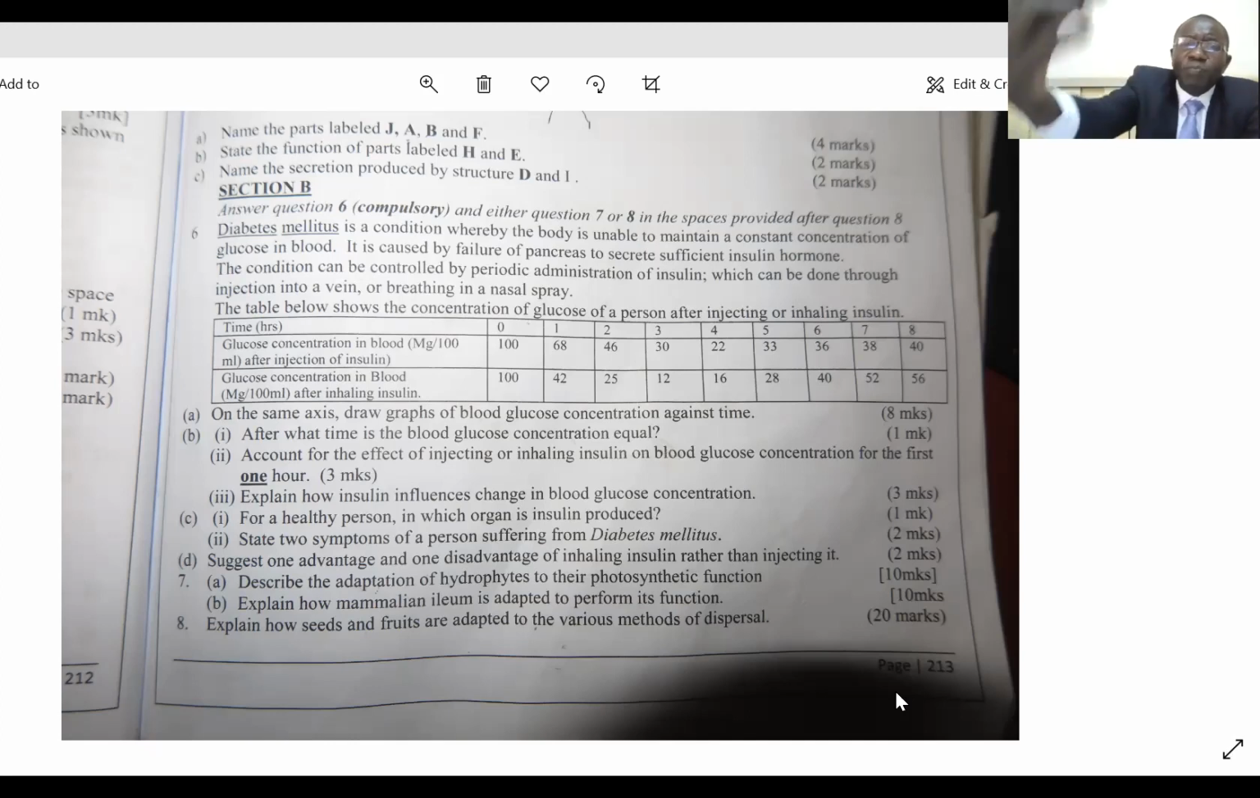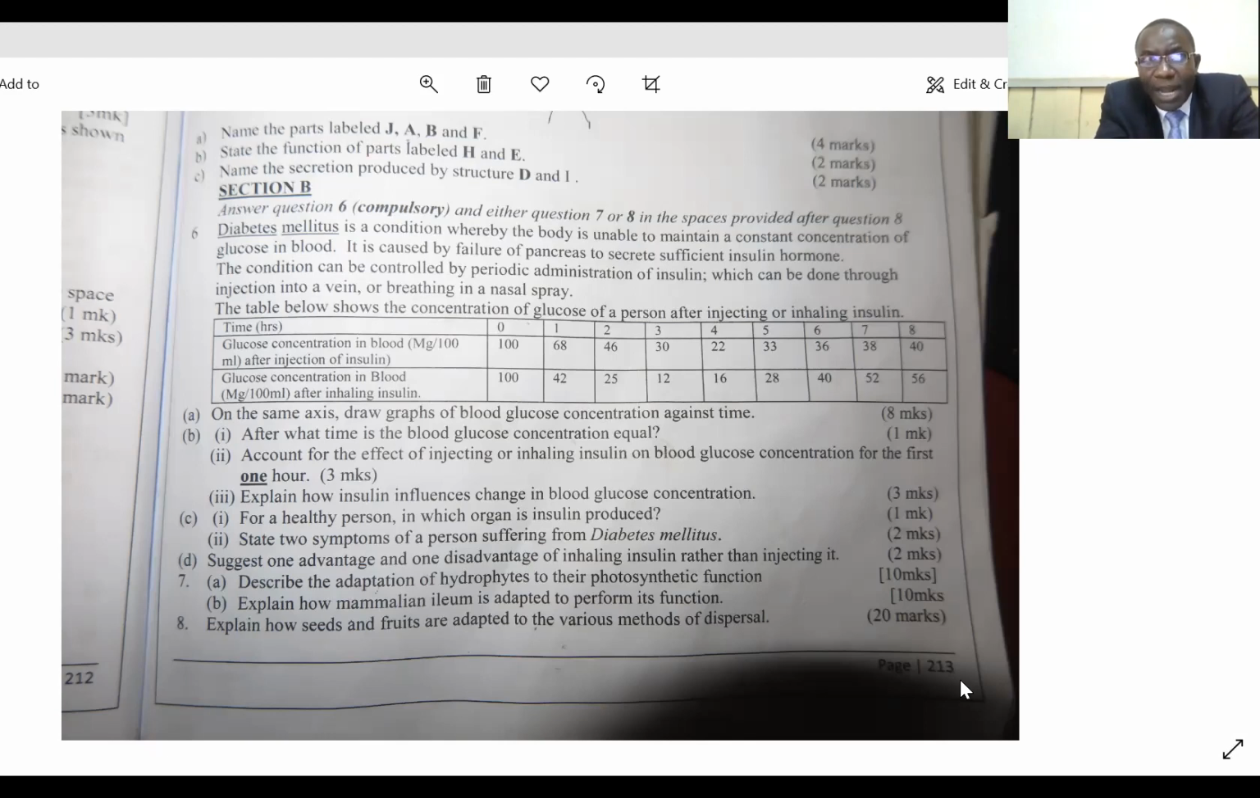After you have read the question, you should now analyze the table. Candidates, take your time and analyze that table and see where it is ranging from. I can see time. I can see hours. We have 0 hours. Whenever you see 0 hours, it means that is the beginning of the experiment. Then we have up to 8 hours.